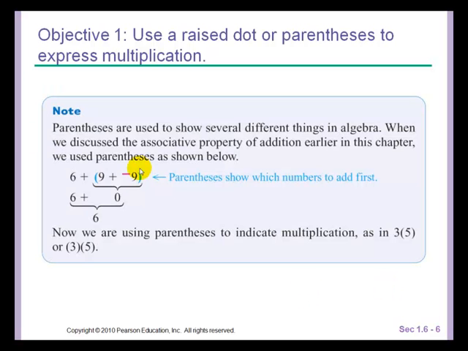A quick note about parentheses. Parentheses are used to show several different things in algebra. Earlier, we used parentheses to tell you what to add first. When we get more into order of operations, we'll talk about that again, that parentheses mean do this first. However, now we're using parentheses to indicate multiplication, like 3 times 5. It can get confusing that parentheses are used for different things. You just have to be careful and think, am I doing an order of operations where I have to do one thing first, or is this simply telling me to do a multiplication?